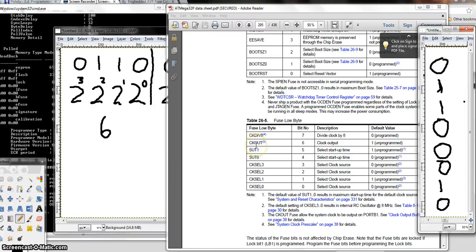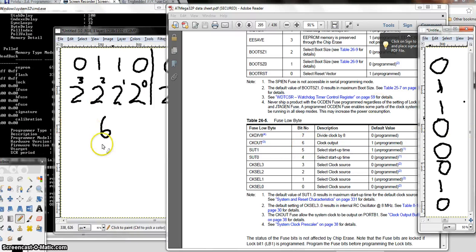Next one is clock output, and that's a 1, so this clock output bit number 6 is unprogrammed, it's not set, so they're not using the clock output, which kind of makes sense too. From the factory, you're not using a clock signal coming out of it unless you specifically want to set it.